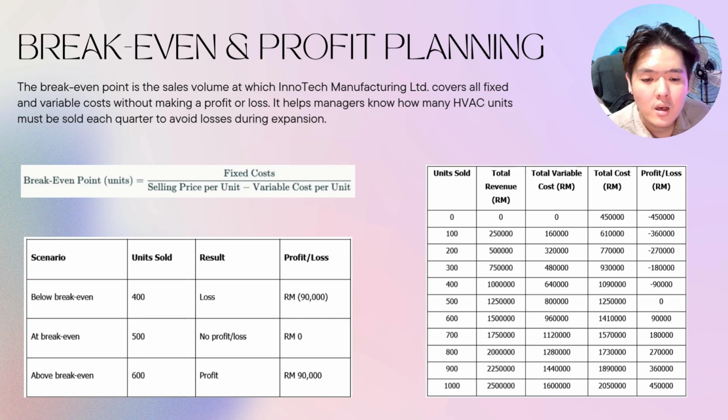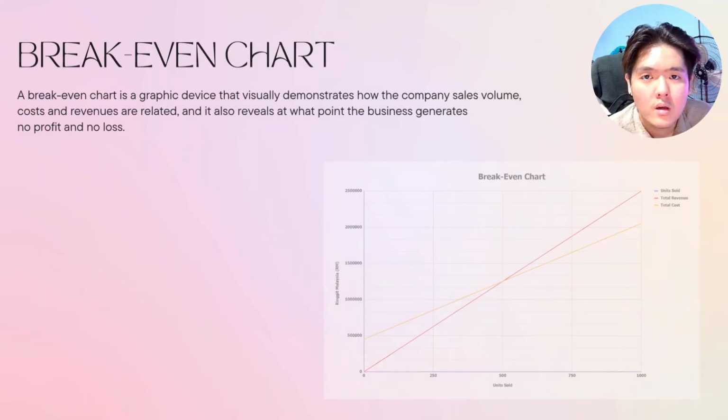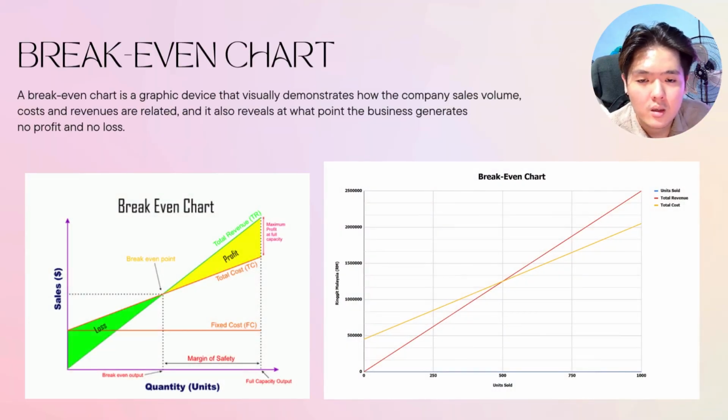And if we sell less than 500, it will result in negative values, which is a loss. So from the table previously, which is the units sold, we can use that to create a break-even chart, which is a graphic device that usually demonstrates how the company's sales volume, costs, and revenues are related. And it also reveals at what point the business generates no profit and no loss.